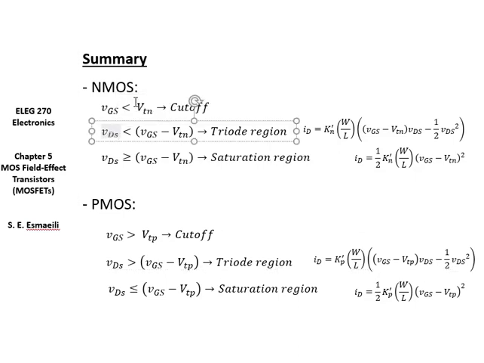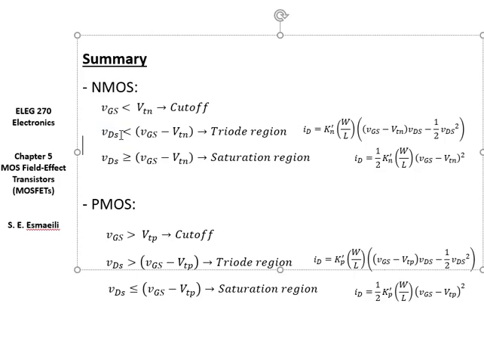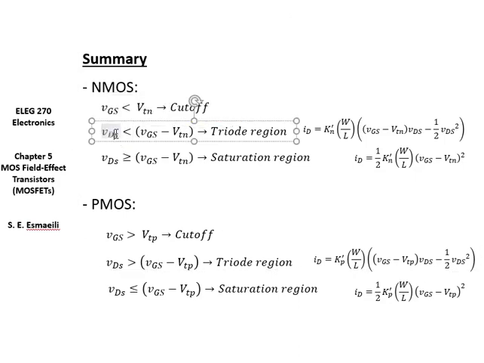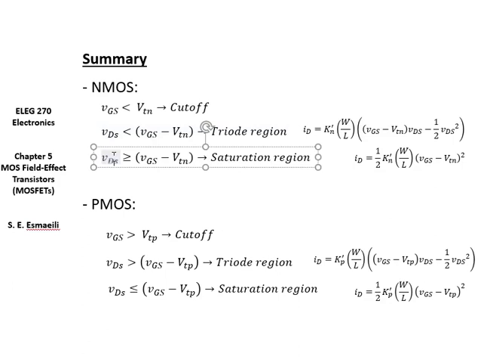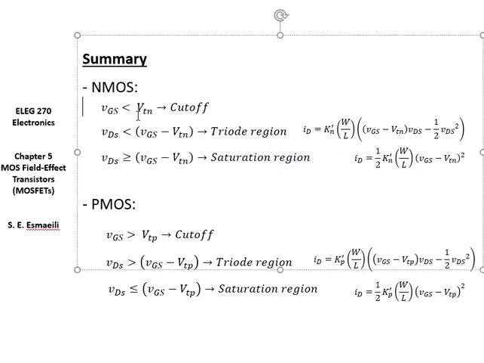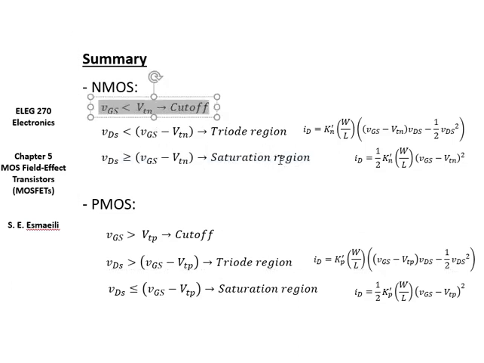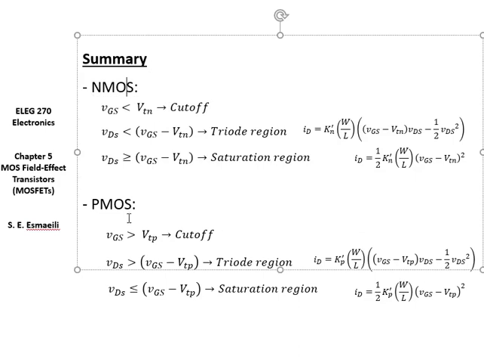If VGS is bigger than this value VTN, we check VDS. If VDS is smaller than VGS minus VTN, then we are in triode. If VDS is bigger than VGS minus VTN, we are in saturation. As simple as that. And these rules were for NMOS. For PMOS, it's the other way around.